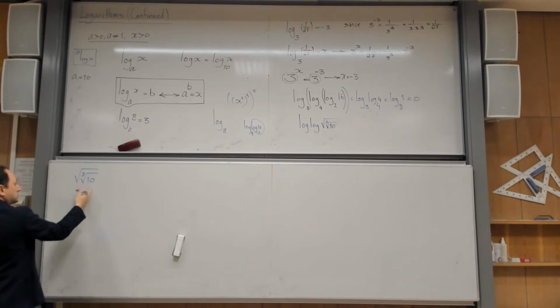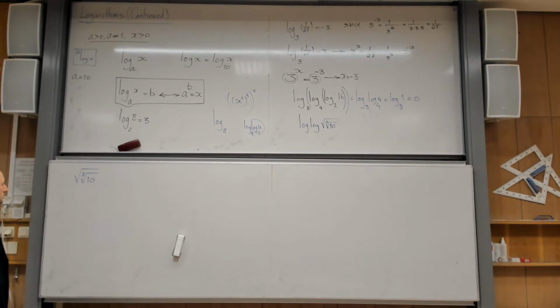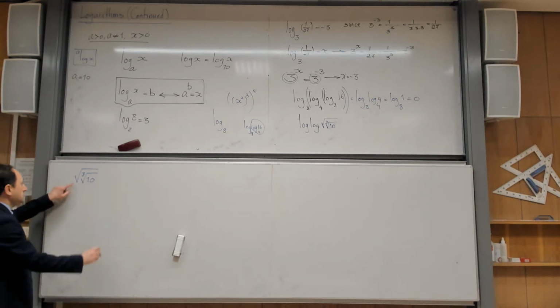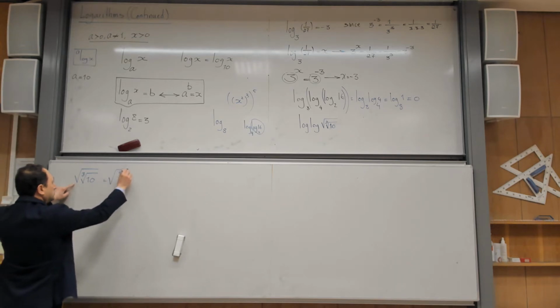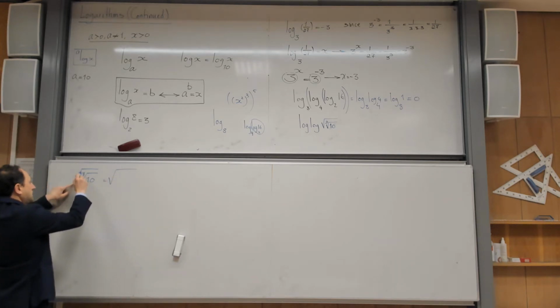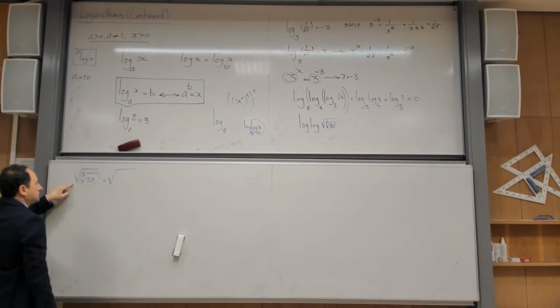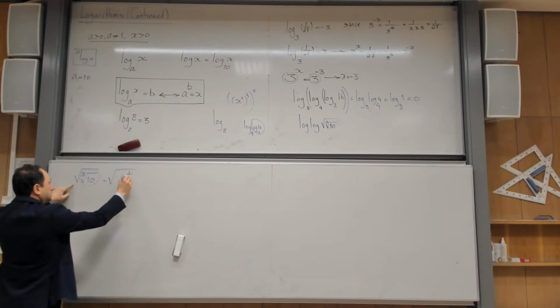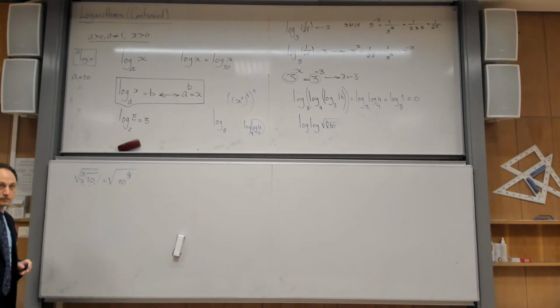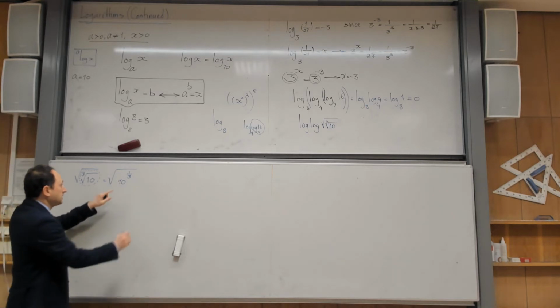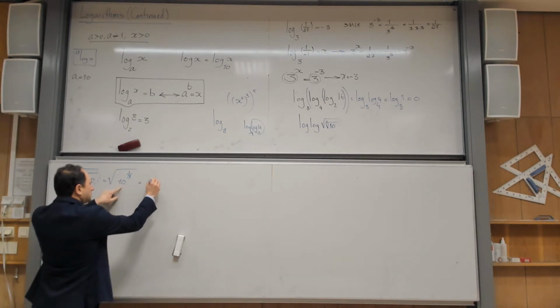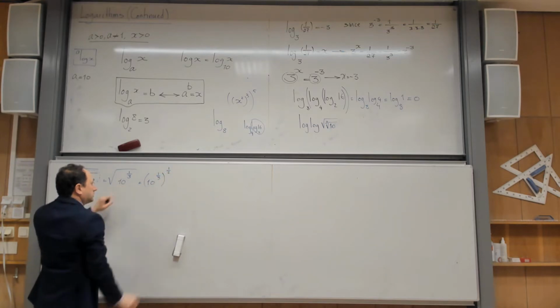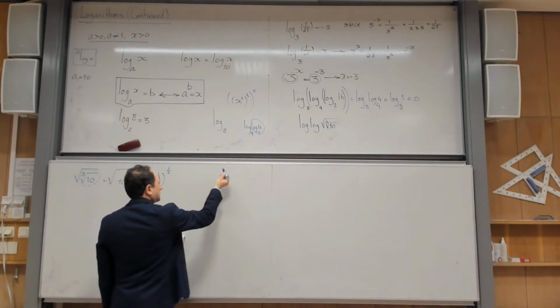So how can you understand this? This is the square root of this number, but this number has an exponential form. What is that? It's 10 to the power of what? 1/3. Yes? But then this can be written as 10 to the power of 1/3 to the power of 1 over 2. Agree?